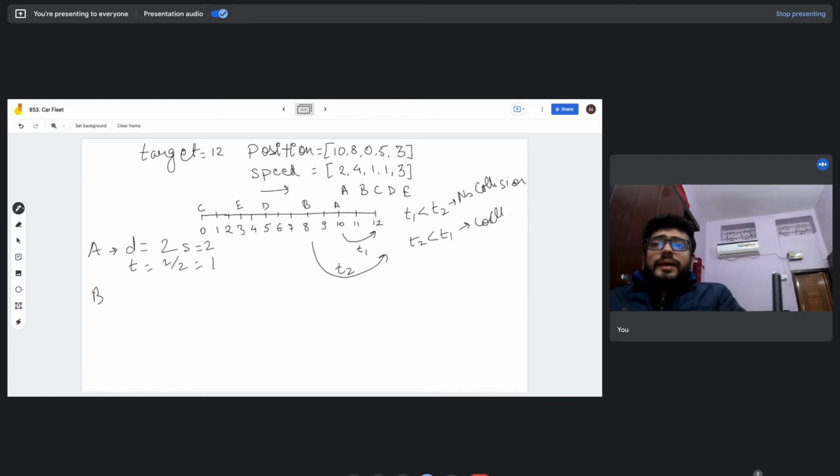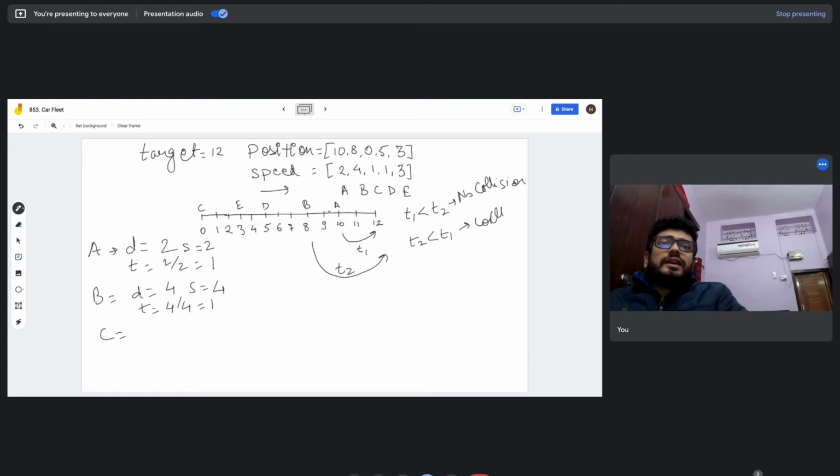Now if we look at B, for B the distance between the position and the target is 4, that is 12 minus 8 is equal to 4, and the speed of the car is also 4, right? So the time it will take is 4 divided by 4, which is equivalent to 1.